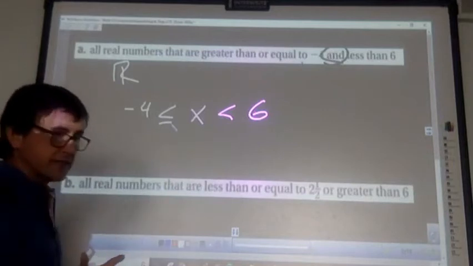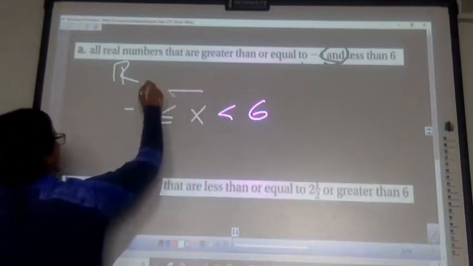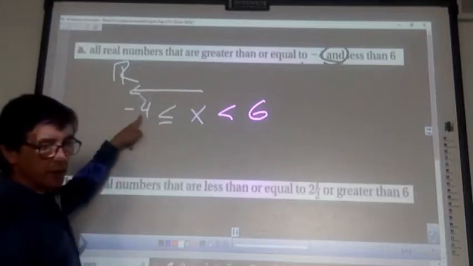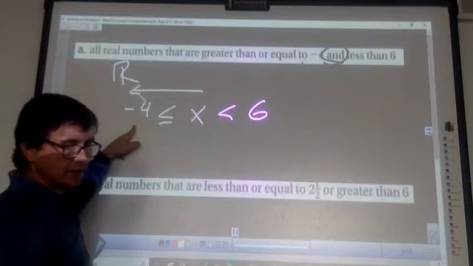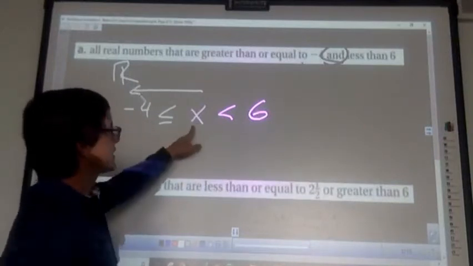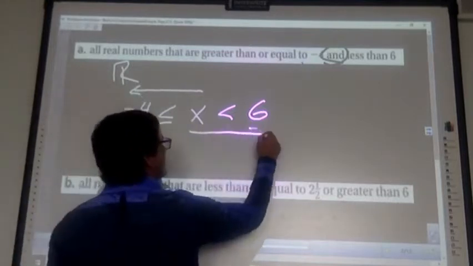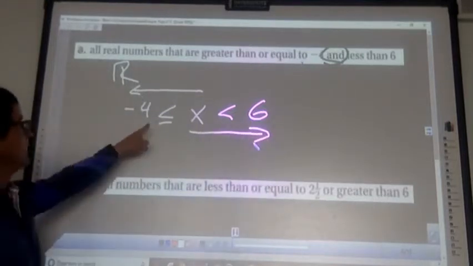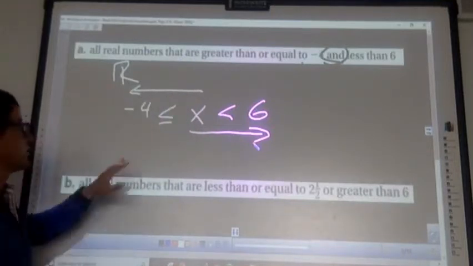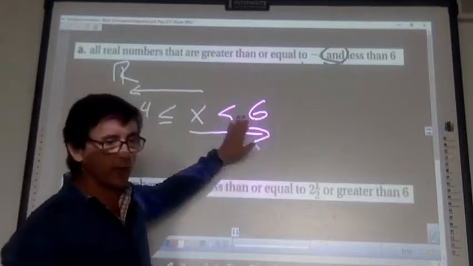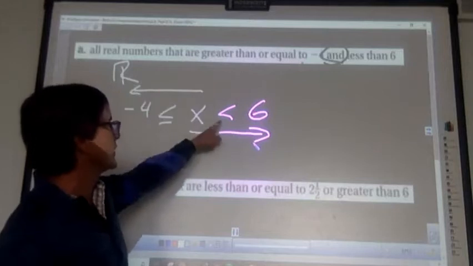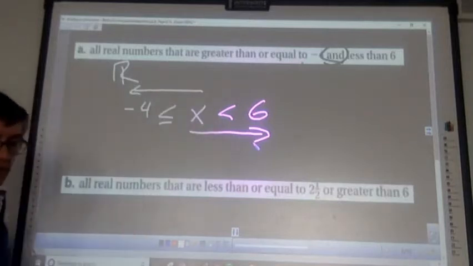So the weird part about these and inequalities is you read this one, x is greater than or equal to -4. So you read it right to left instead of left to right. Like this one, you read normal, left to right. This one, you read right to left, okay? But as long as you remember small number on the left, big number on the right, they're always less than. You don't know if it's equal to or not until you read it. Variable in the middle, you're good.